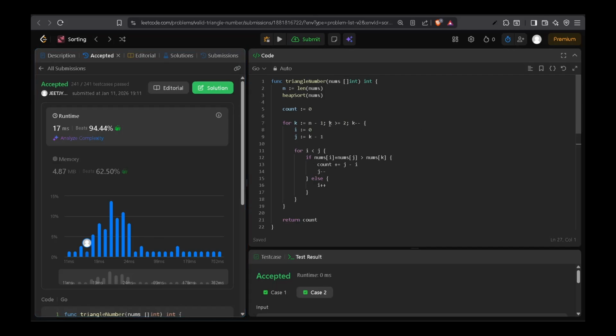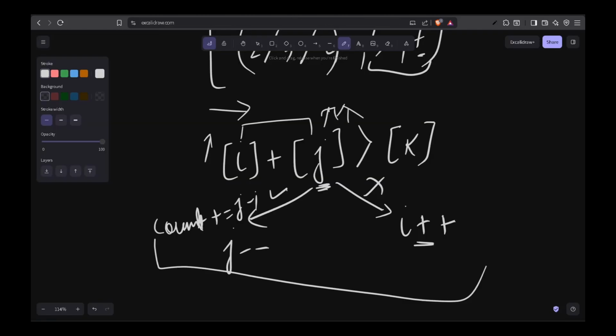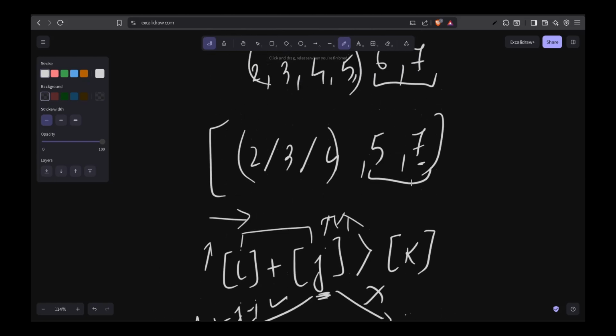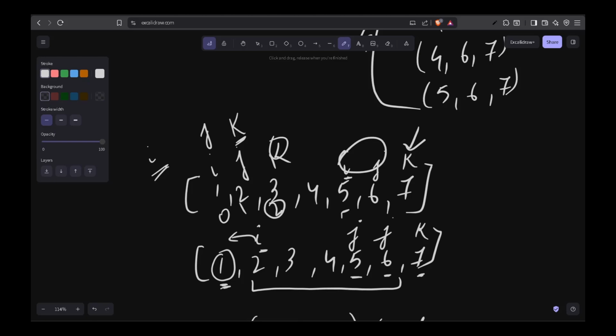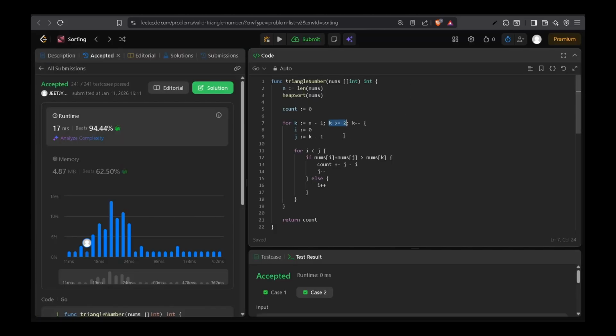Also, you have understood why k is greater than equal to 2, right? That's because we need i, j and k, right? So that means if k is here, then i will be here and j will be here. But if k is here, j is here, i has no place to go. So the last possible place k can be is this index, and this is index 0, 1, and 2. That's why here we have written k greater than equal to 2.